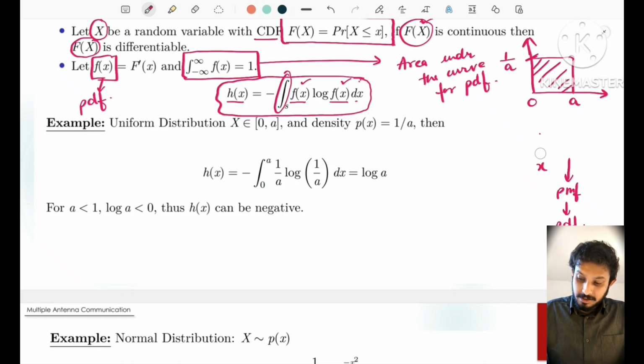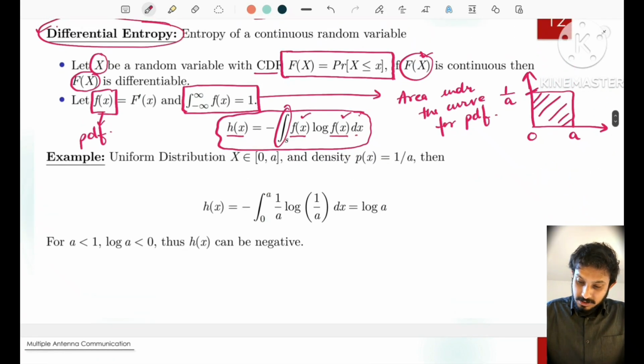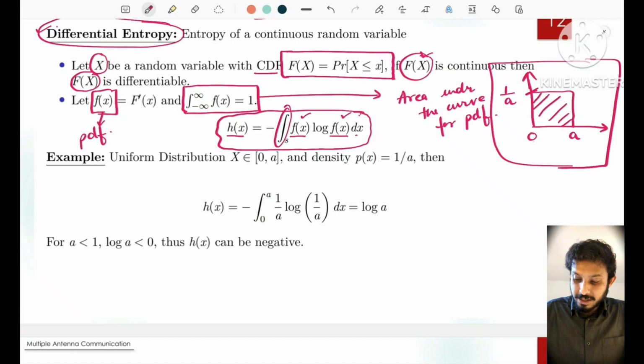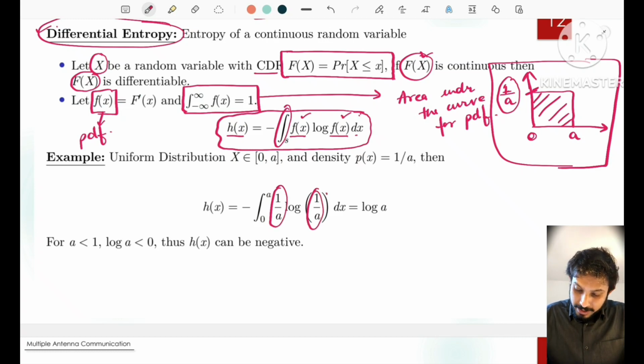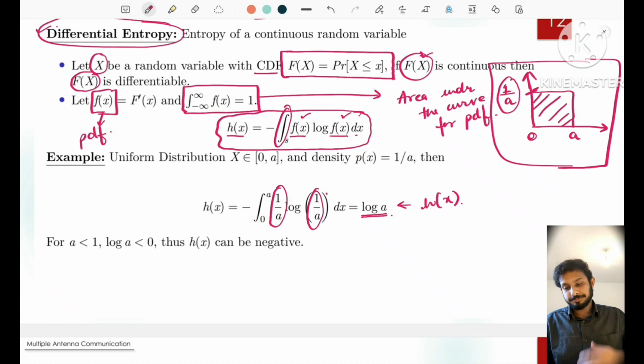Now if we take the example of the uniform distribution, where x is distributed uniformly between the interval 0 and A, the PDF of the uniform distribution is 1 by A. Then we substitute the PDF of this uniform distribution into this entropy expression. We integrate from 0 to A because the PDF exists only between 0 and A. So we have 1 by A, log of 1 by A, and what we get is log of A. So for uniform distribution, we have entropy of x is equal to log of A.